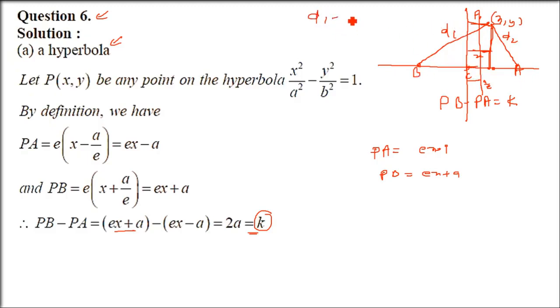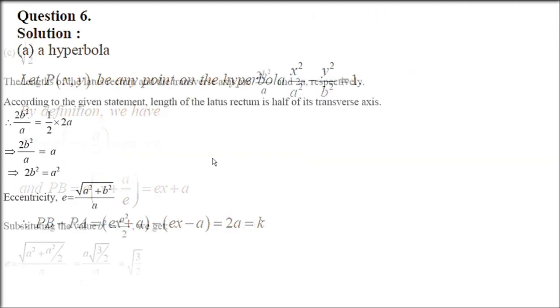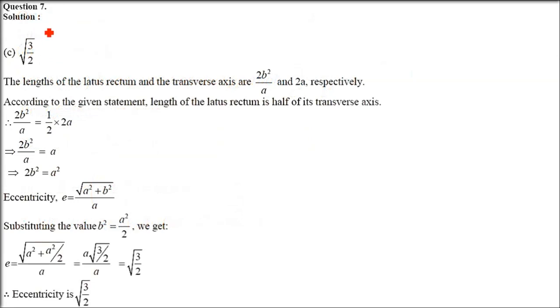So D1 minus D2, you can take the modulus because distance will always remain positive. So when it comes to 2A or K, that is, we are dealing with a hyperbola. Let me tell you again, these two formulae for PA and PB, you need to remember.